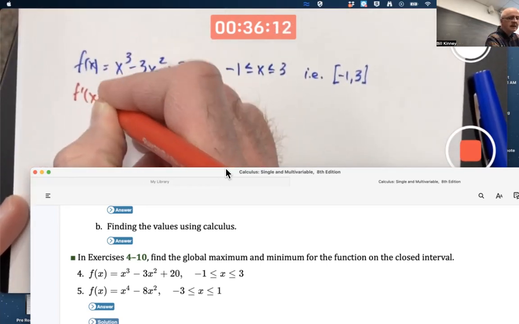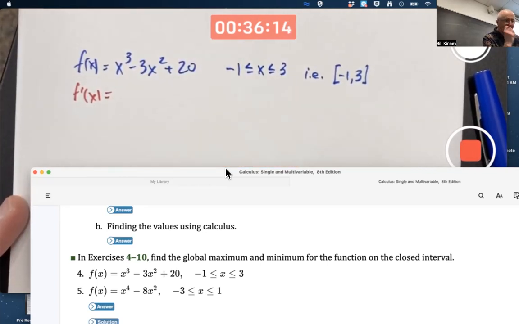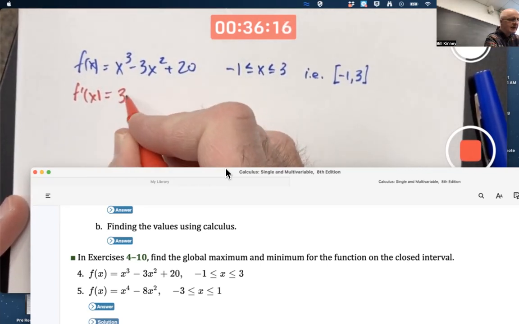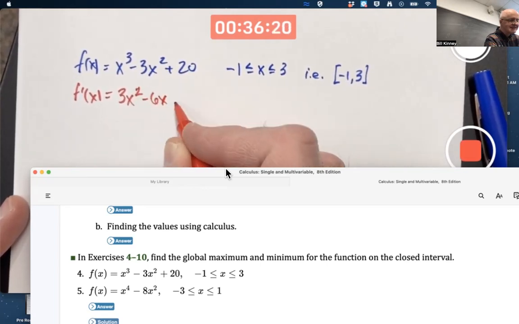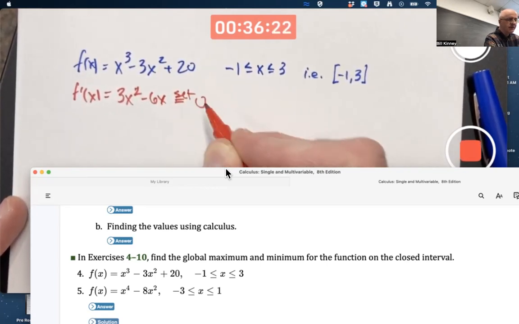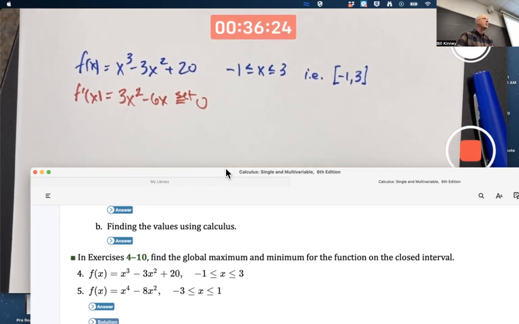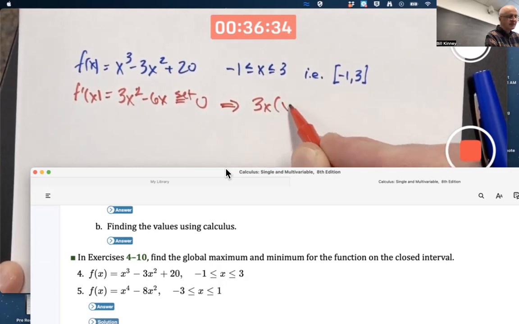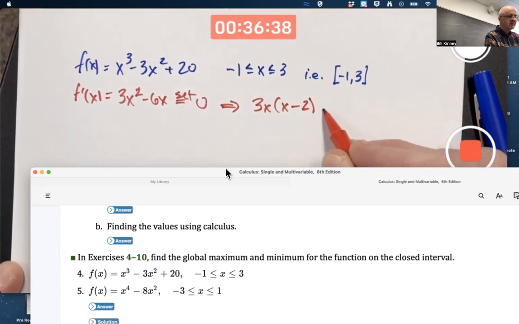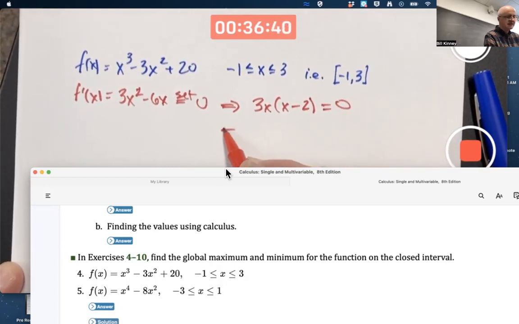In theory, at least. So the derivative is 3x squared minus 6x. Want to set that equal to 0 to solve for any critical points. And by the way, if any critical points are outside the interval in question, then you ignore them. We can factor out a 3x here and be left with 3x times, in parentheses, x minus 2. And so this function has two critical points, 0 and 2. These are the critical points.